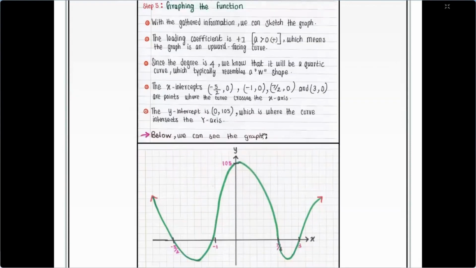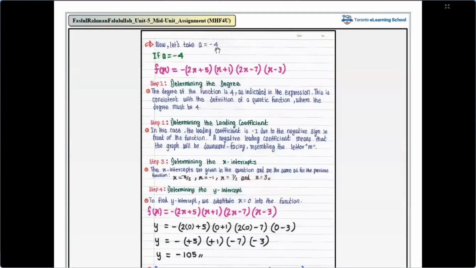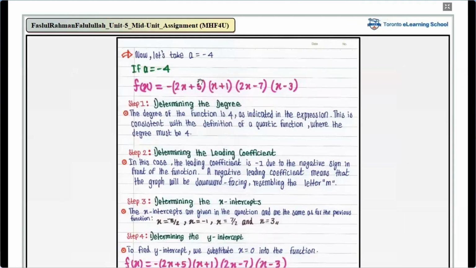So this is our first graph. Let's look at the next graph. Now let's take A equal to minus 4. If A equals minus 4, f(x) equals minus (2x plus 5)(x plus 1)(2x minus 7)(x minus 3).